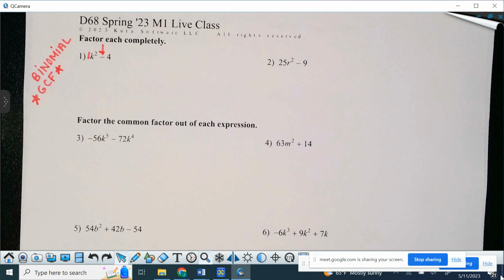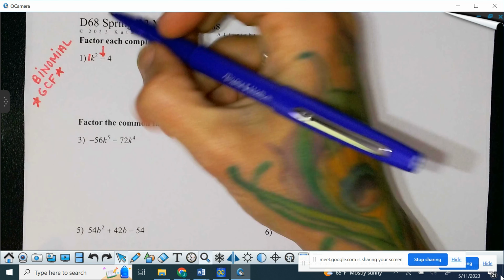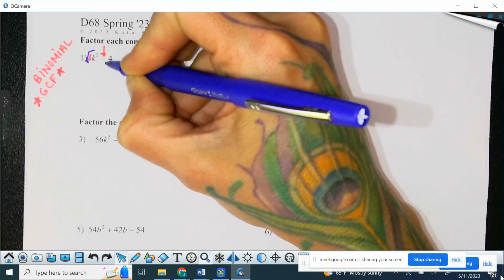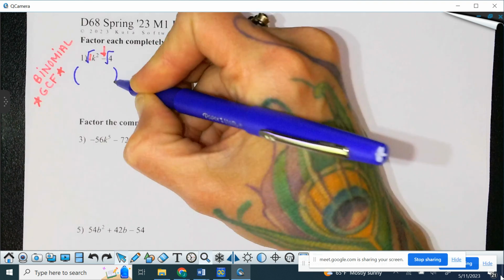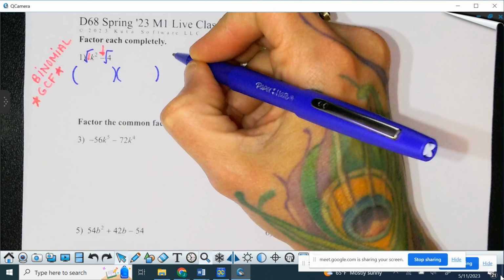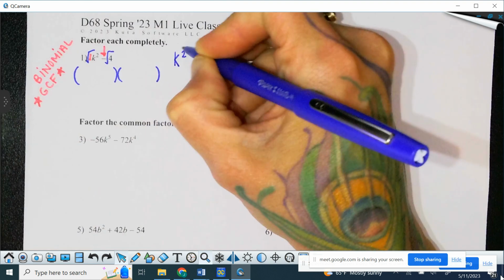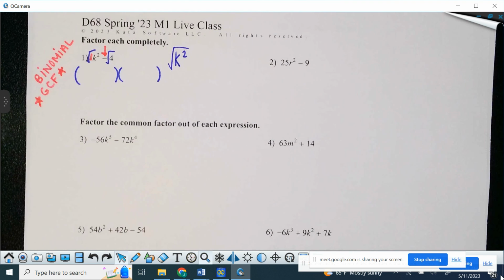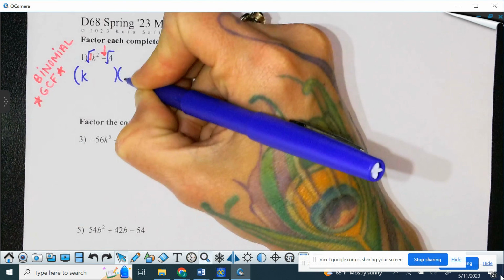We did a couple of these. We did 1 or 2 yesterday in the EOC class. So once we see that it's a binomial, it is minus, we're going to try to take the square root of k squared and the square root of 4. And we're going to come out with our factors. K squared, what is the square root of k squared? Good. K. And then we're going to put a k in both fronts.